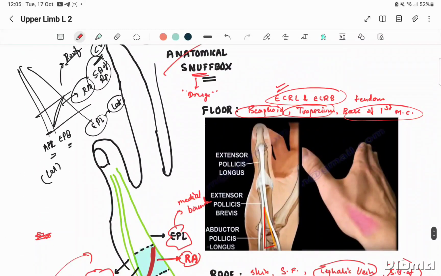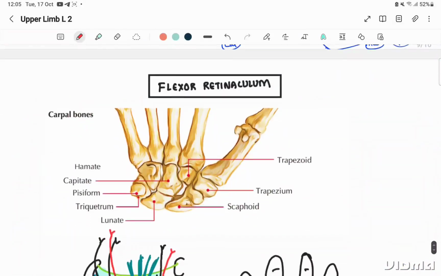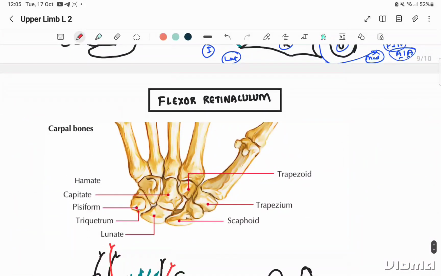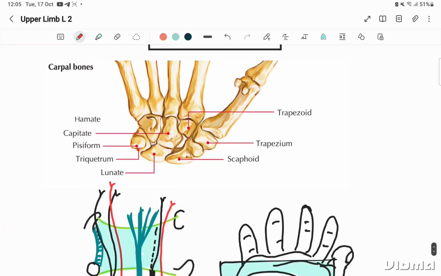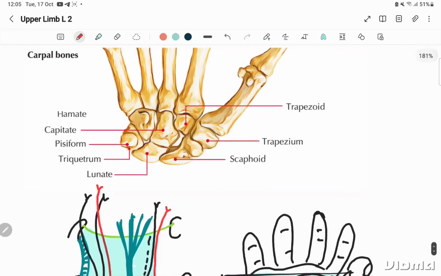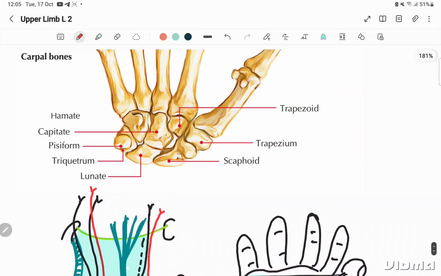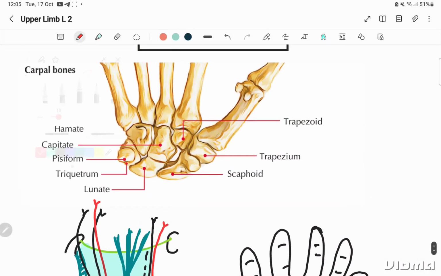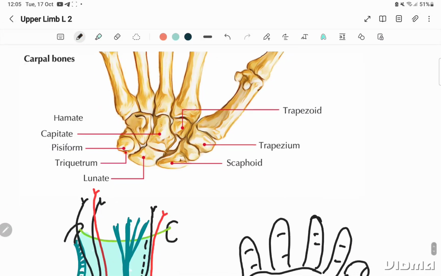I hope you understood. So after extensor retinaculum, we want to move to the flexor retinaculum. So let's discuss the flexor retinaculum now. Before discussing the flexor retinaculum, as it is covering the carpals and the attachments are in the carpal bones, in projections of carpal bones, I want to discuss the osteology a bit of carpal bones.